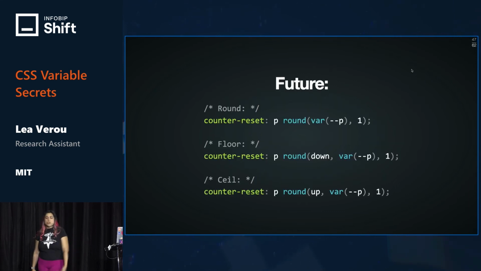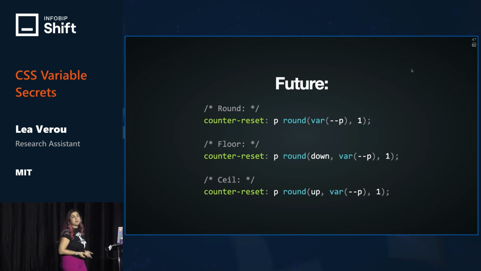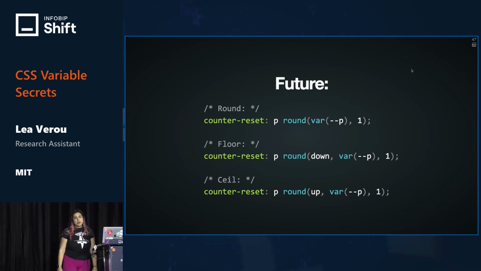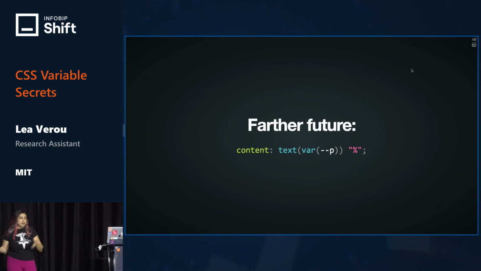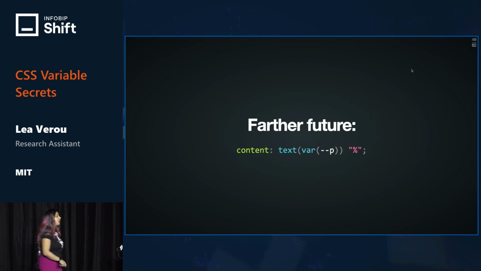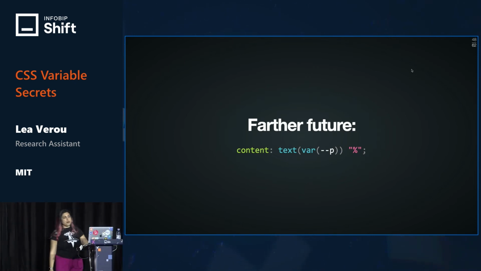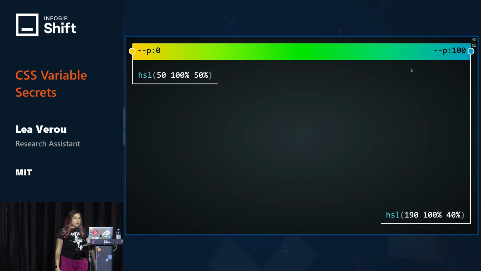And yes, in the future, we'll have nicer ways to do this. We'll get proper rounding properties. They're actually in the spec. They're just not implemented yet. But right now, there we are. We can't do that yet. In the even further future, we're going to get functions that actually let us convert the number we have into text that we can use in content. And that will be awesome. But that is even further in the future. So for now, there we are.